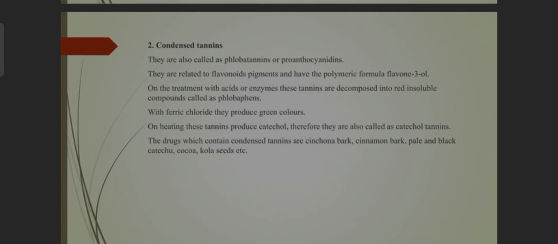Second, condensed tannins. They are also called phlobatannins or proanthocyanidins. They are related to flavonoid pigments and have the polymeric formula flavan-3-ol. On treatment with acid or enzymes, these tannins are decomposed into red insoluble compounds called phlobaphenes. With ferric chloride, they produce a green color. On heating, these tannins produce catechol, therefore they are also called catechol tannins. The drugs which contain condensed tannins are cinnamon bark, pale and black catechu, cocoa seeds, etc.